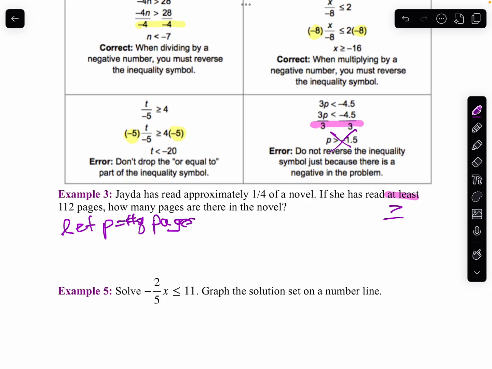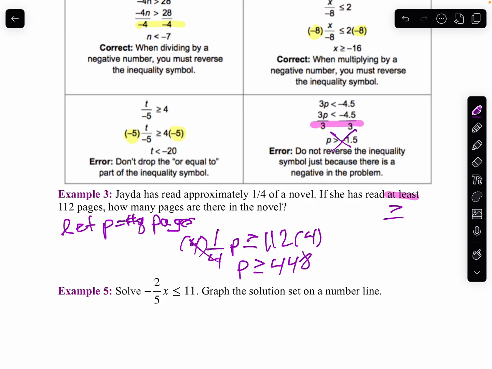So Jada has 1/4 of the total pages read, and that's greater than or equal to 112. And so to solve that, what do we do? Well, we multiply by 4. So if we multiply both sides by 4, P is greater than or equal to 4 times 112, that would be 448. And we get that for an answer.